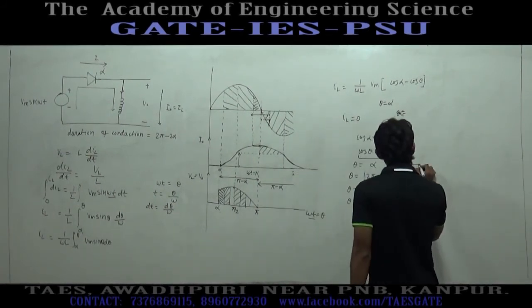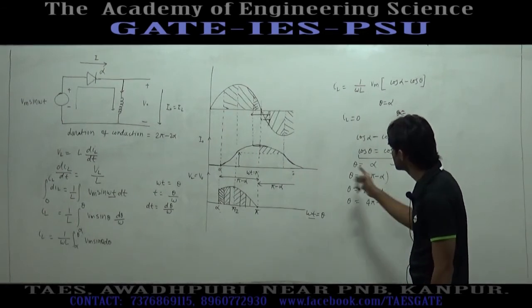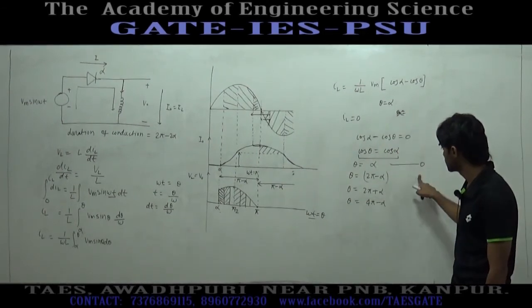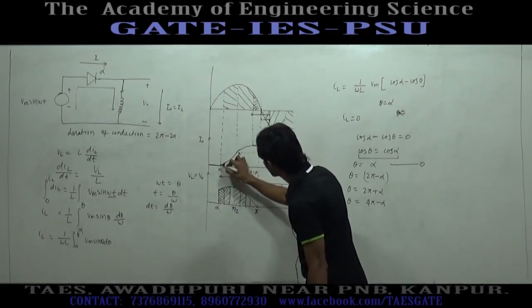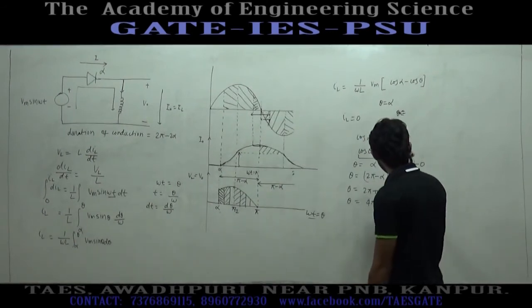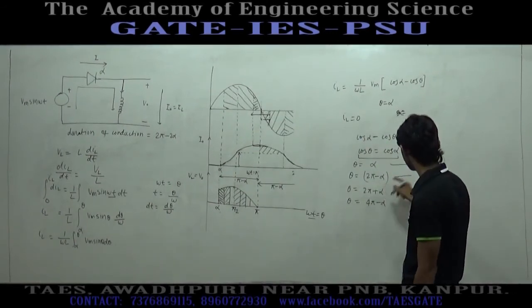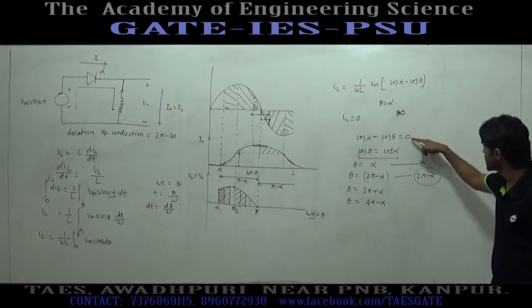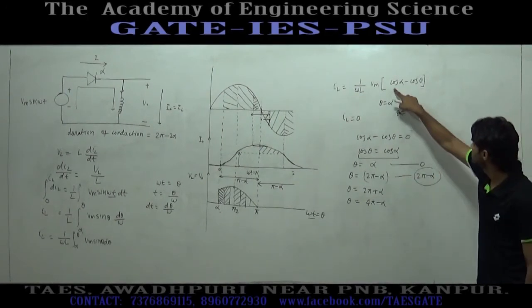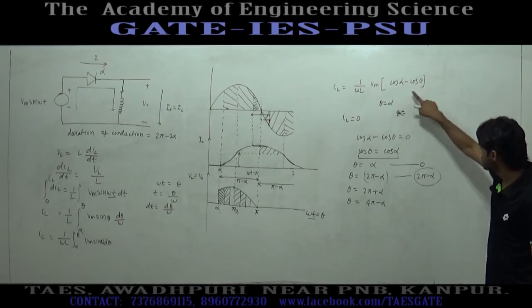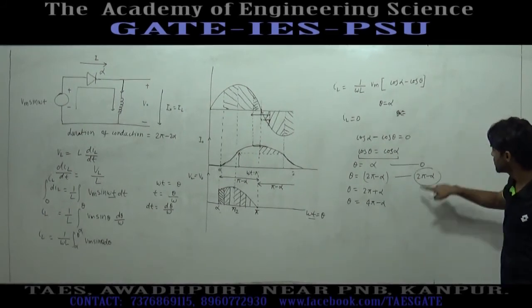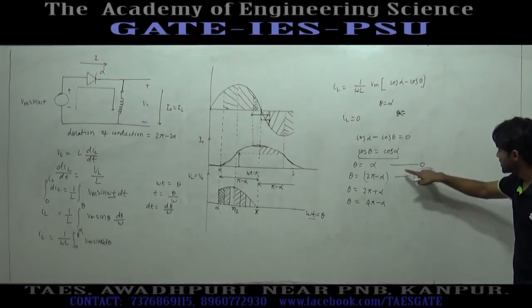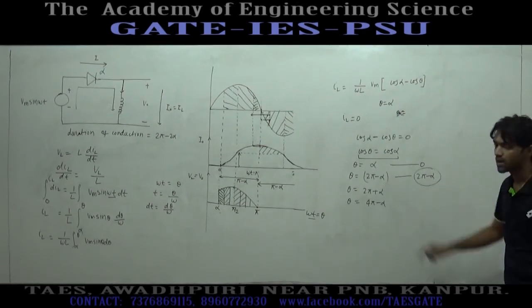So, the first time current is 0 is at theta equal to alpha, and before theta equal to alpha the current is also 0. After theta equal to alpha, current will rise, and at theta equal to 2 pi minus alpha, current will again become 0. This is seen from the equation. Whenever this is 0, current will be 0, and cos alpha equal to cos theta holds for angle theta equal to alpha and theta equal to 2 pi minus alpha.